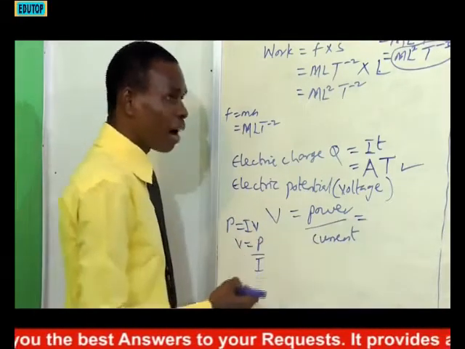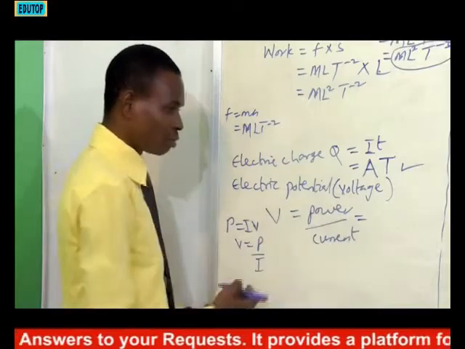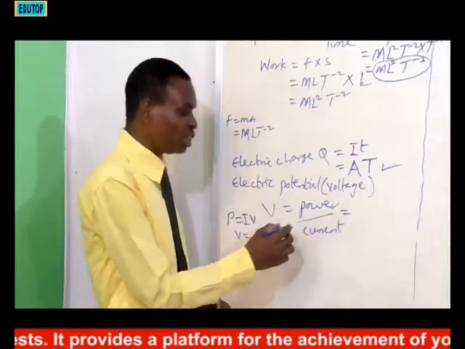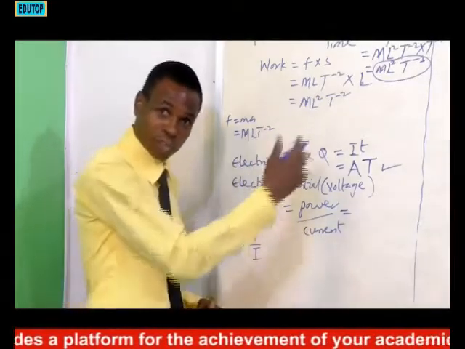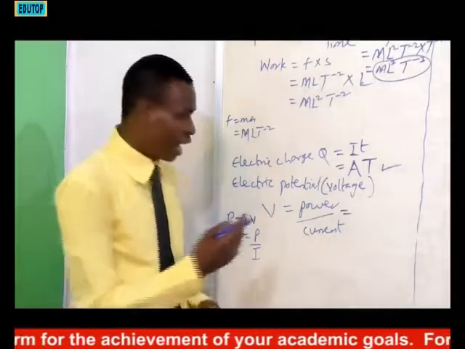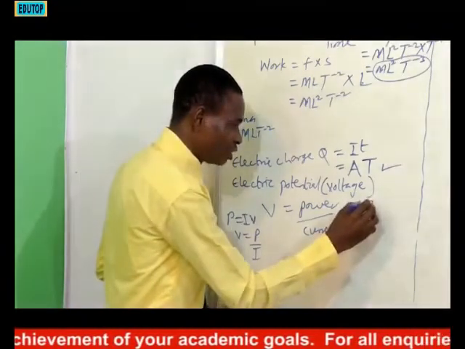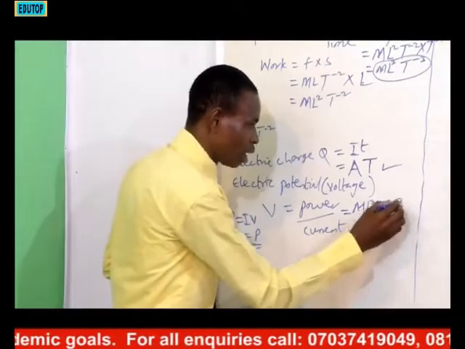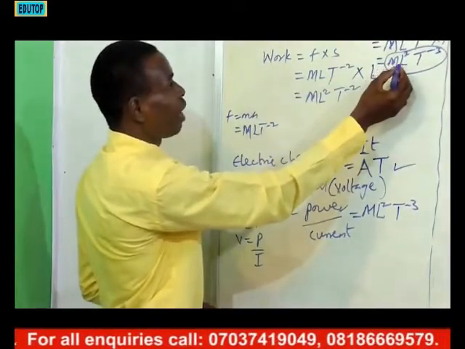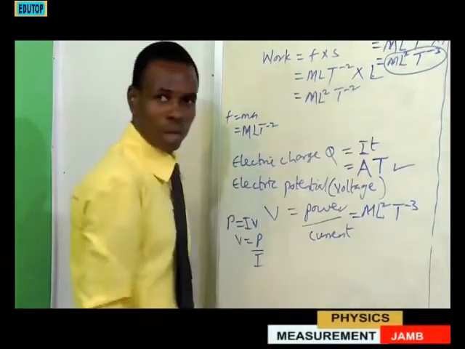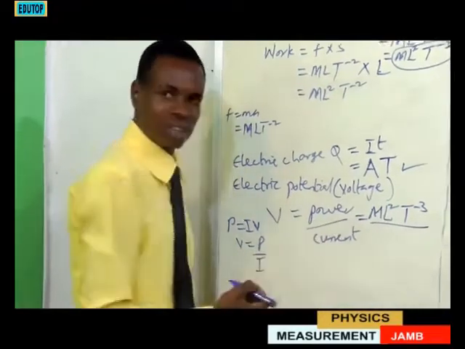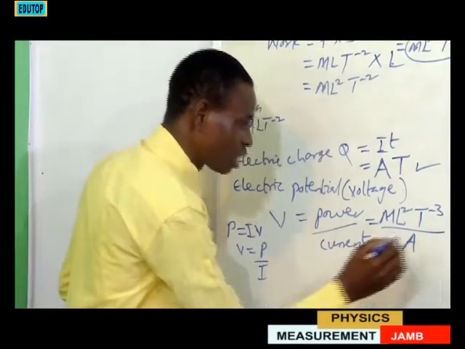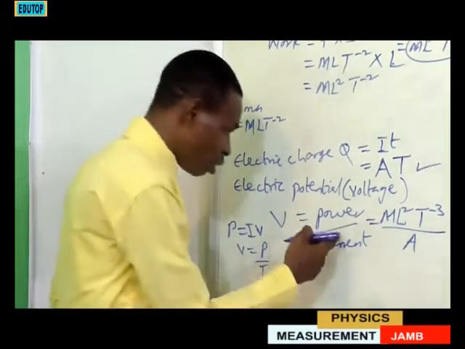What is the dimension of power? You have to know the dimension of power, then the dimension of time. Power itself is work done over time. I have solved it for you the other time, which is M L squared, T raised to the power minus 3. In fact, we even have it here. Can you see? Divided by current. And I told you, the dimension of current is capital A.